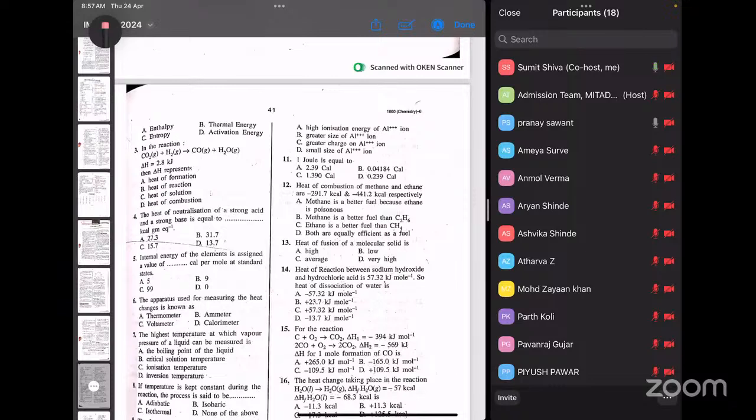So this will be heat of reaction, because there is no solution formation, there is no combustion, and no formation of any compound from the constituent elements taking place. So it is a chemical reaction, which implies that this will be heat of a reaction. So option B will be the correct option. Understood?